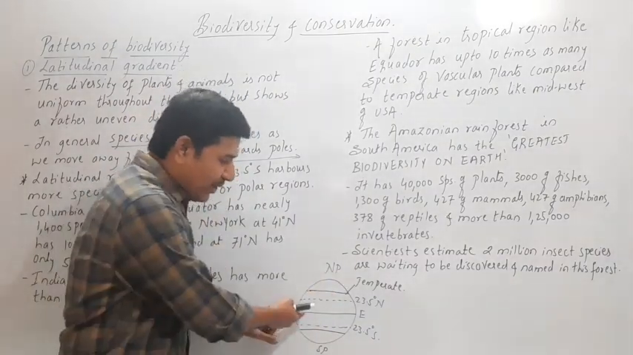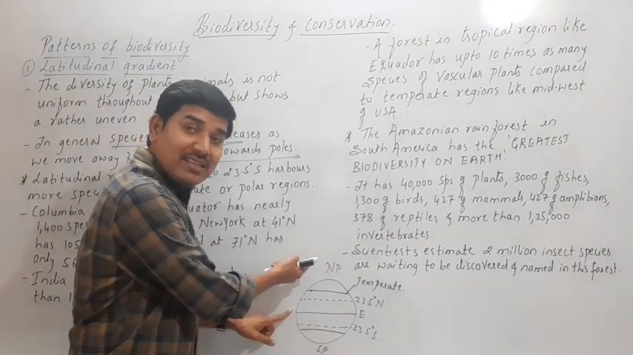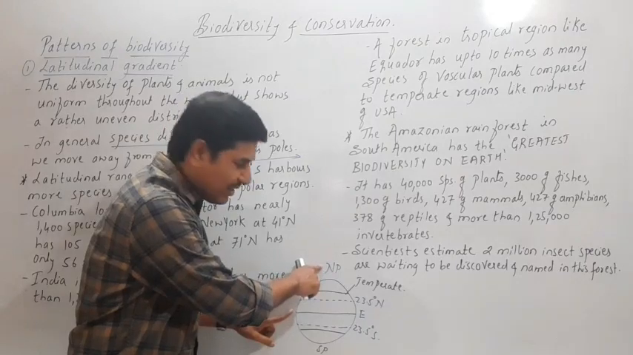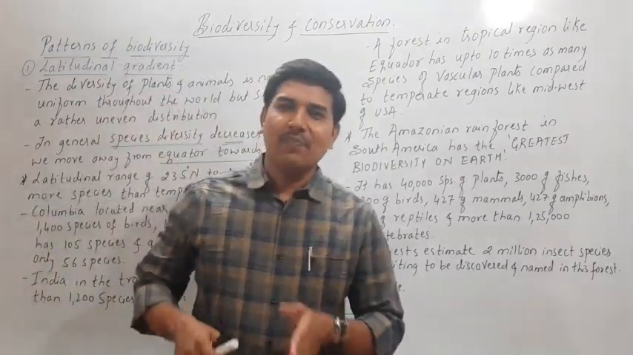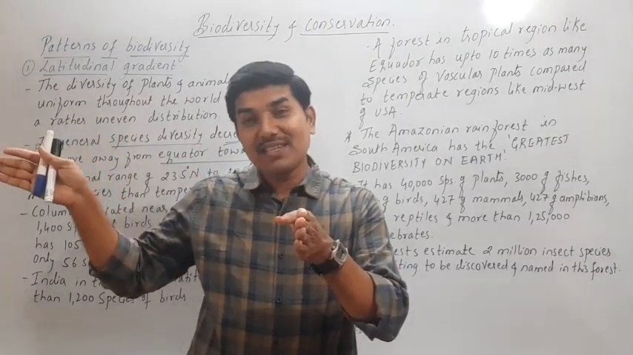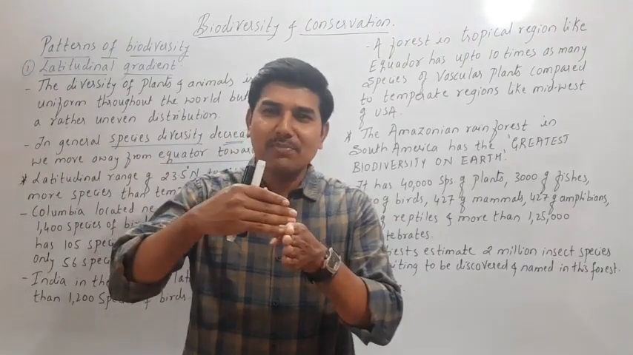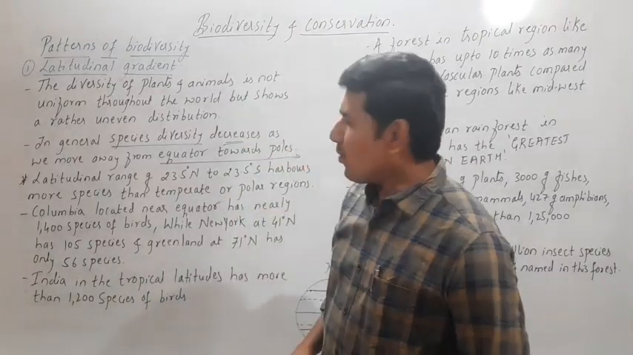That's why as we move from the equator towards the polar region, the species richness will decrease. From the polar regions towards the equator, the species richness will increase. So from the equatorial region, if we move towards the polar region, the species richness will decrease, and from the polar regions, if we move towards the equator, the species richness will increase. That's why we say it is vice versa.